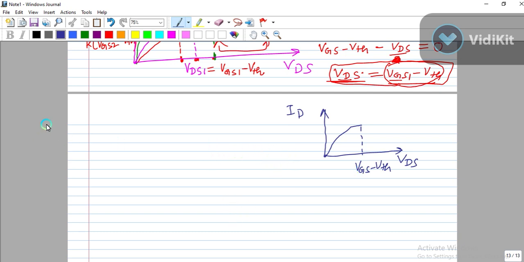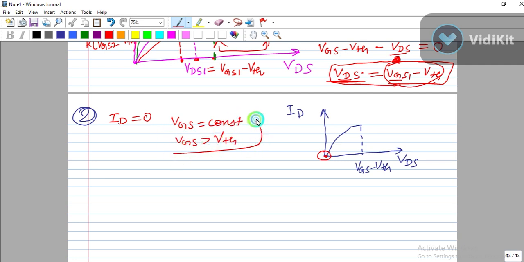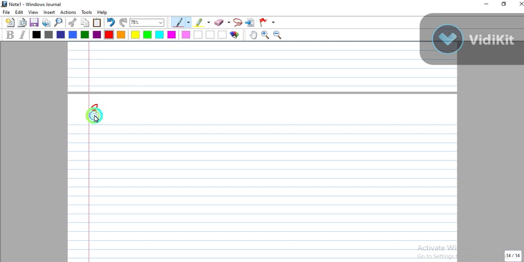Now the second point, what we will learn here. There you can see ID is 0, ID equal to 0. But VGS is constant here also, which is VGS greater than VTH. What does it mean? It means the MOSFET is on. Only the current is 0. Okay, now this is the second point. Hope it is clear.